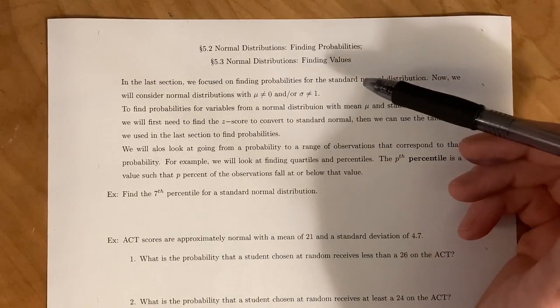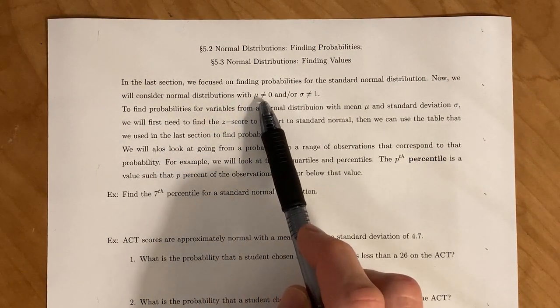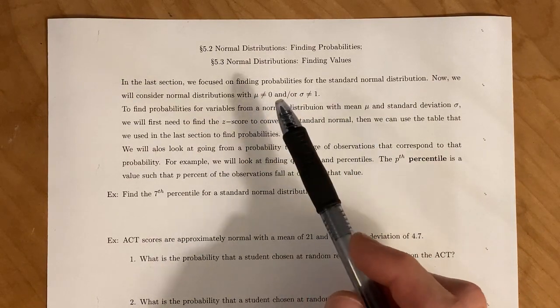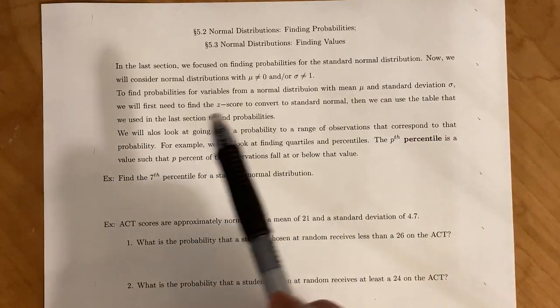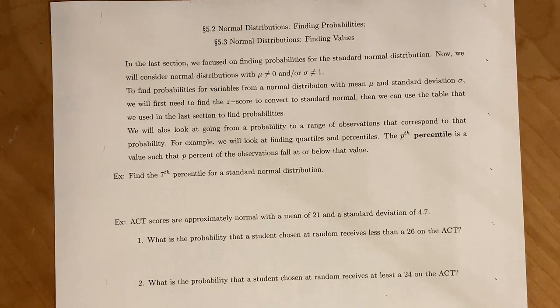Right, so that's what this little blurb right here is talking about. We're going to look at just normal distributions where mu may not equal 0 and or sigma may not equal 1. So to do this, what we have to do is essentially take our score that we're looking at in terms of x's and find its z-score. Once we convert a value into its z-score, then we can use the tables like we did in 5.1. That's going to cover the 5.2 material.